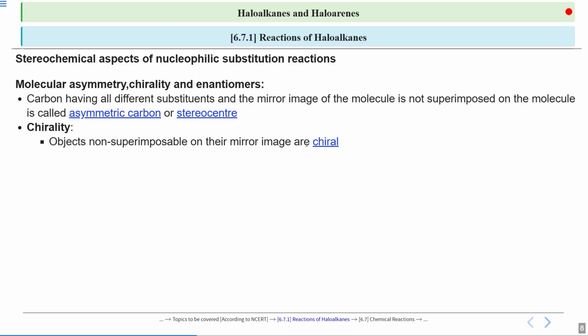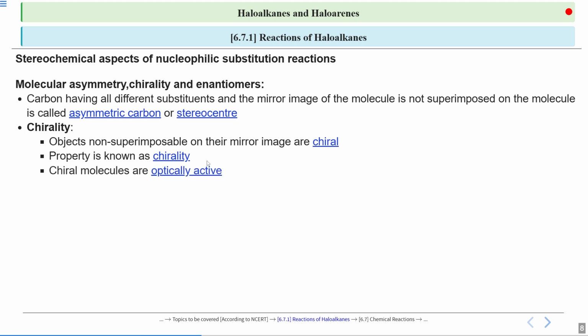One example is our hands. If you draw the mirror image of one of our hands by putting a mirror in between, and then take that image and put it onto the initial hand, it will not be superimposed. That means the initial hand and its mirror image are non-superimposable, so they are chiral. And this property is known as chirality.